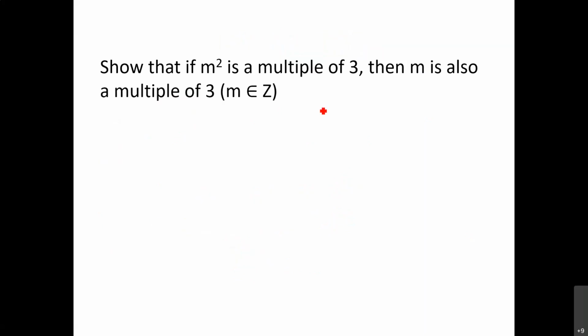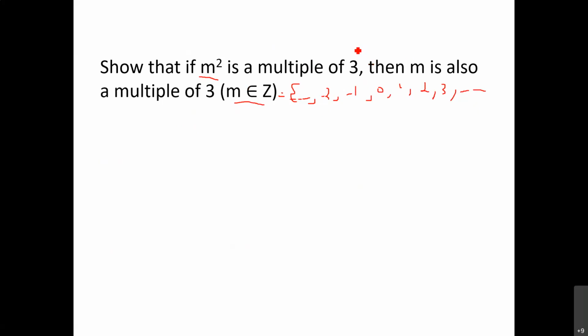Moving on. Show that if m squared is a multiple of 3, then m is also a multiple of 3, such that m is an integer. When I say m belongs to Z, it's the set of integers. Imagine you have a 0 in the middle, then 1, 2, 3, you keep going forever, then -1, -2, keep going forever in the opposite direction. So it's all integers. Show that if m squared is a multiple of 3, then so is m.